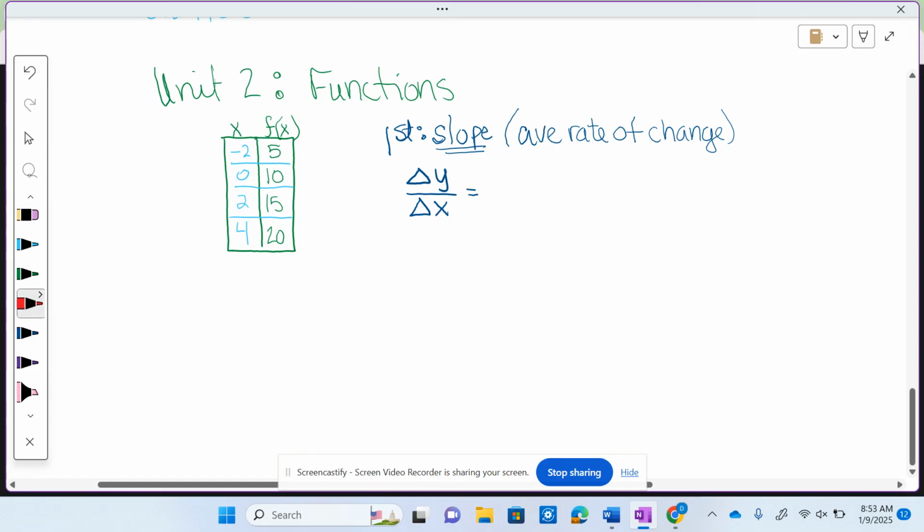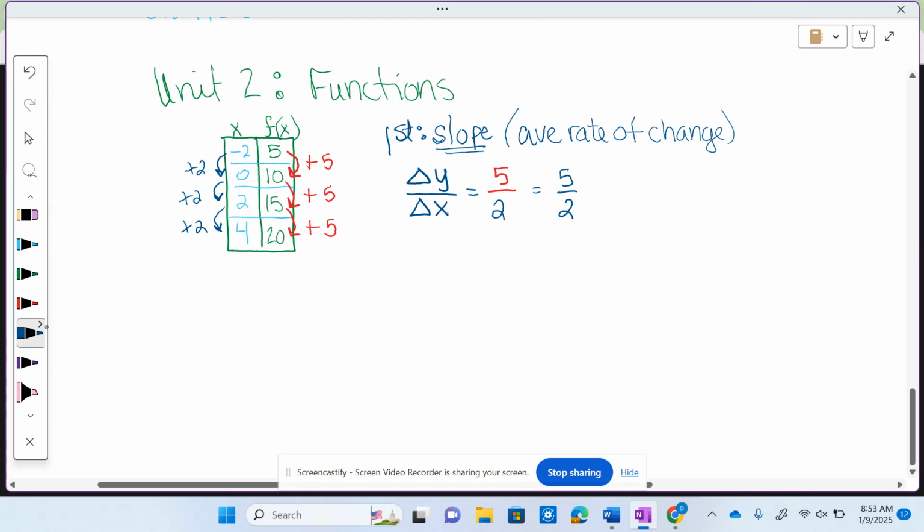So let's look at what's happening on the y side. +5, +5, +5. So my change in y is 5. What is my change on the x side? What am I doing over here? +2. Okay? So that means that my slope is 5/2.